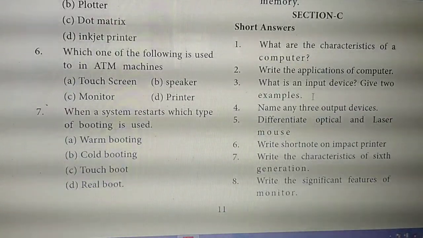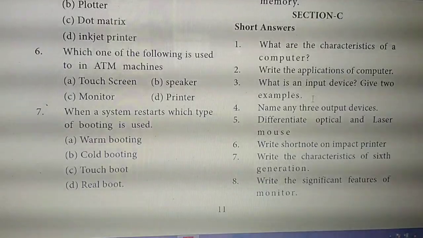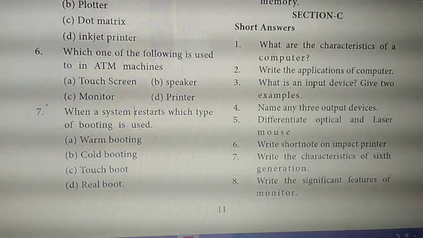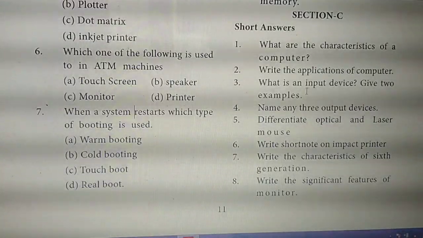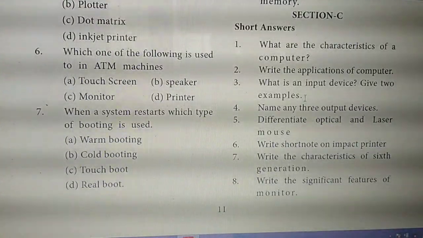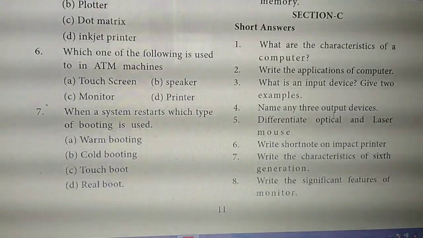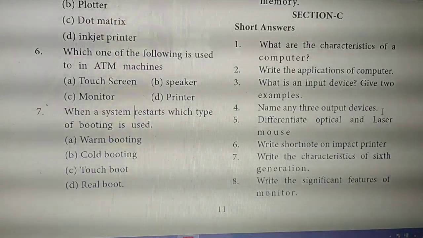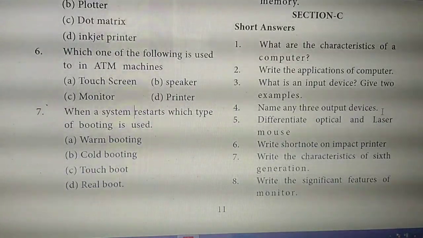Third question, what is an input device? Give 2 examples. Here also you need to write the notes, so leave it. Afterwards you can write. Then fourth question, name any 3 output devices. Write page number 6.